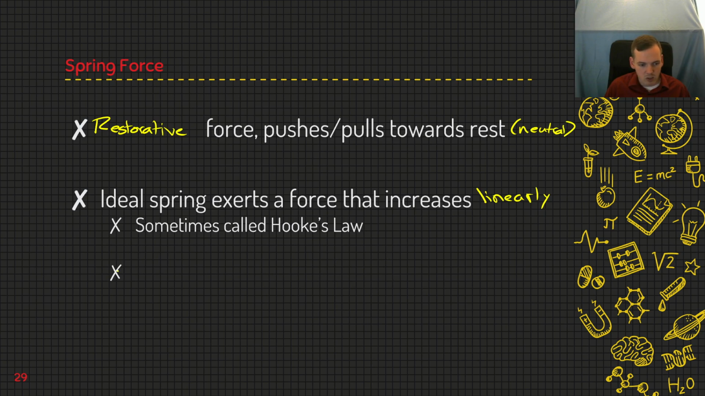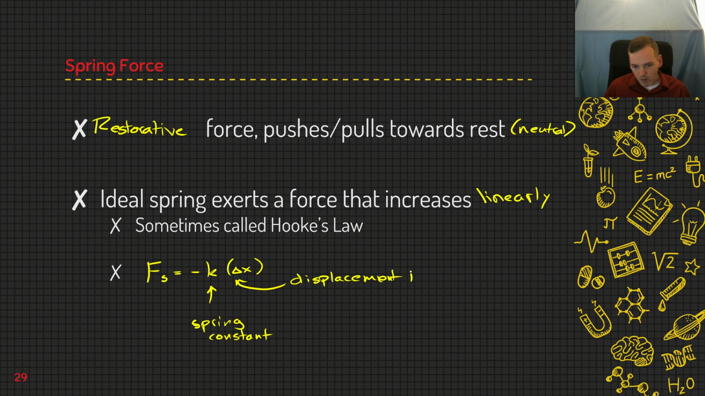This is sometimes known as Hooke's law, and it's just that Fs is equal to negative K times delta X. So this K is the spring constant. And this is the displacement from neutral. Or you can think about it as the stretch or compress.